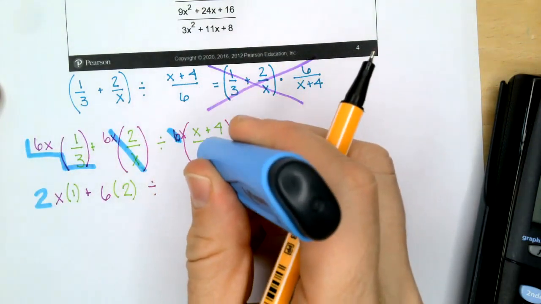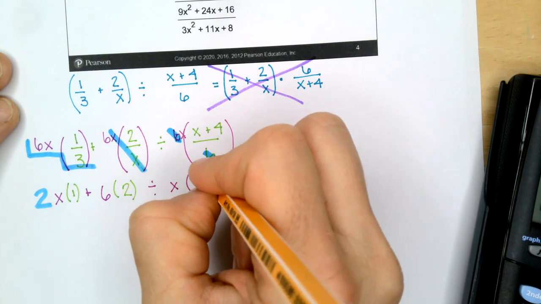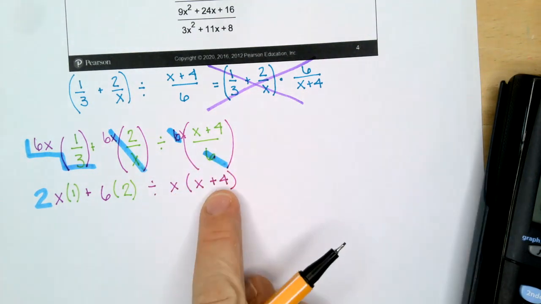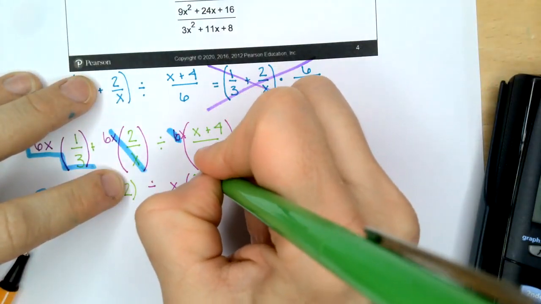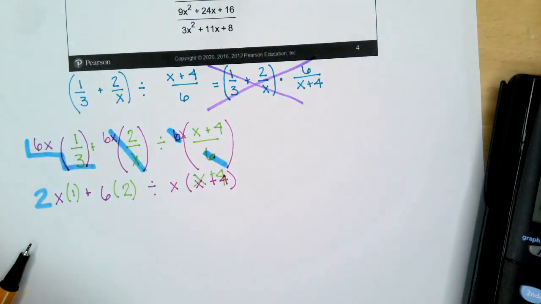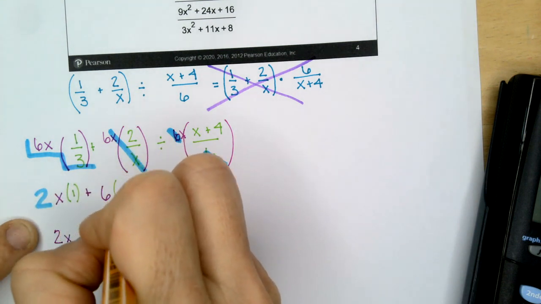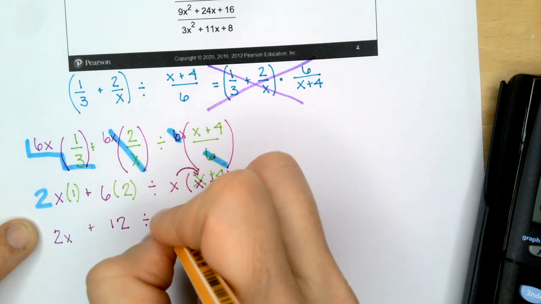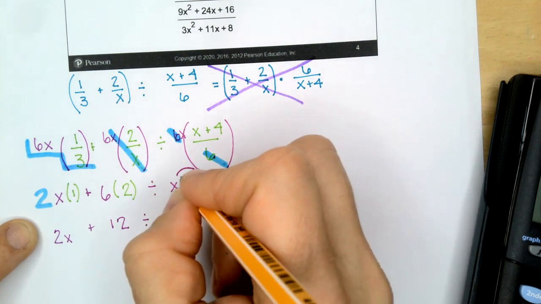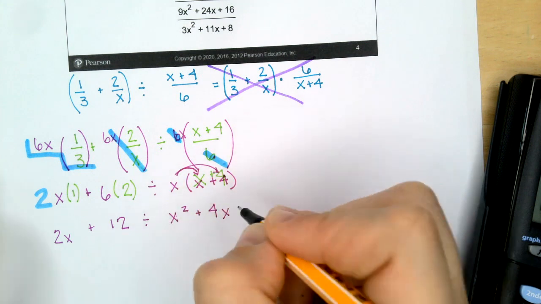The 6's cancel, and I just have x times x plus 4, right? That should be green. The x plus 4 should be green. I was creating a pattern. Good? All right. 2x times 1 is just 2x. 6 and 2 is 12. I'm going to distribute that x. x times x is x squared. x times 4 is 4x.